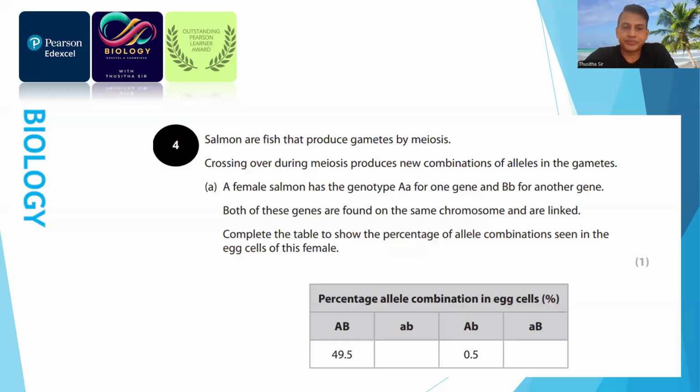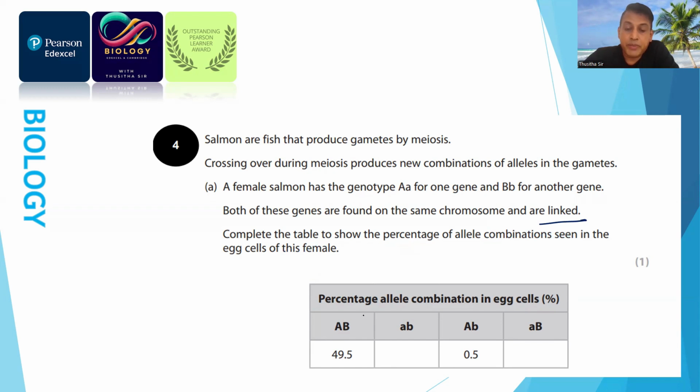Okay, next question. Salmon are fish that produce gametes by meiosis. Crossing over during meiosis produces new combinations of alleles in the gametes. A male salmon has a genotype capital A, small a for one gene and capital B, small b for another gene. Both of these genes are found on the same chromosome and are linked. So these are the linked genes. Complete the table to show the percentage of allele combinations seen in the egg cells of this female.